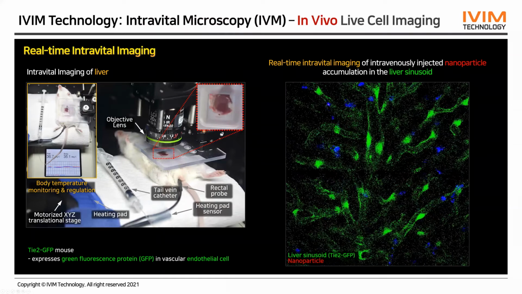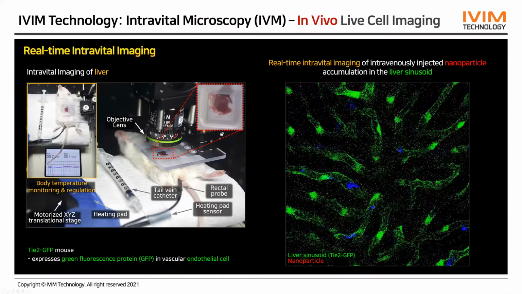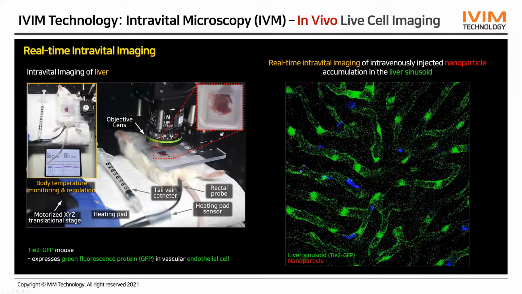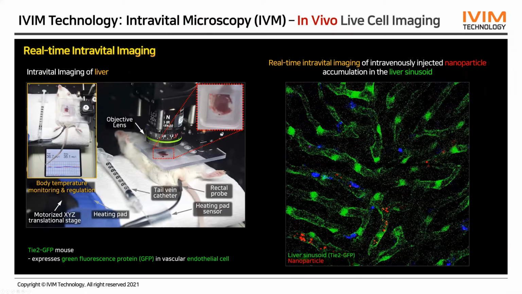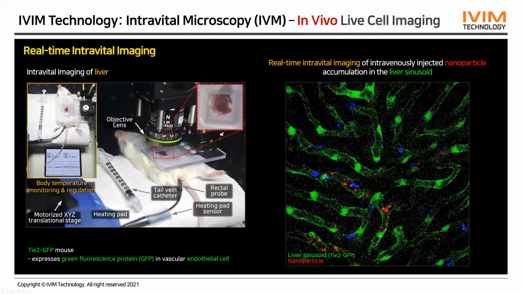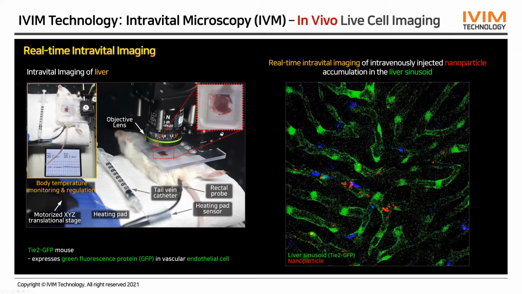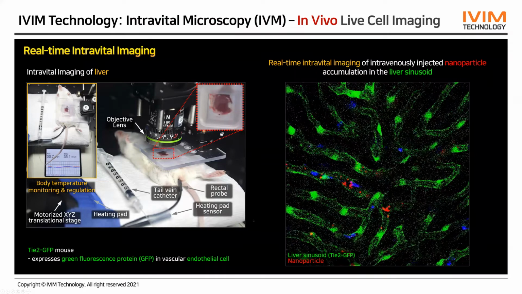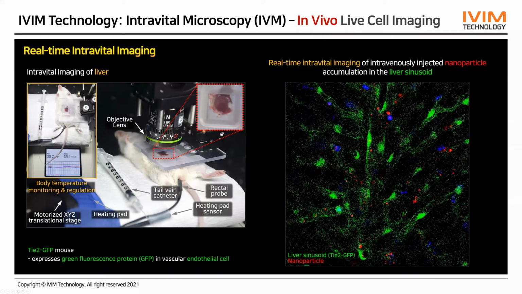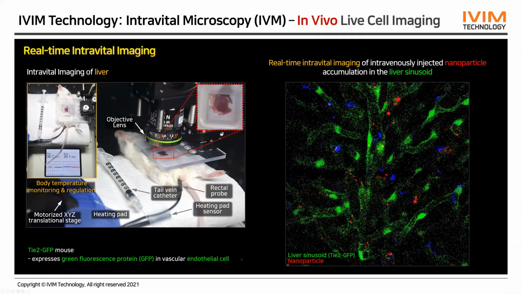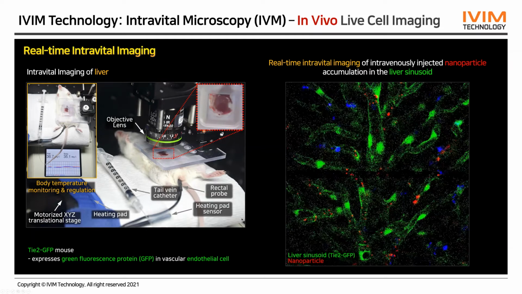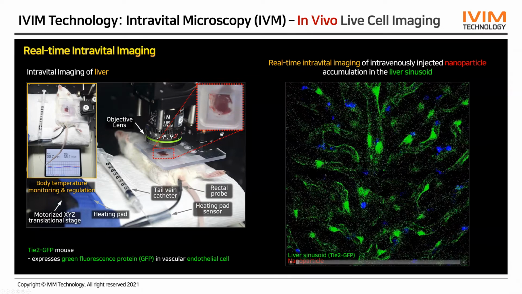So this is the preparation for the liver imaging. You need to make an incision on the abdominal skin and peritoneum, expose the liver, and then put a glass cover to seal the exposed area. And this is the real-time intravital imaging data obtained from this setting. In this particular example, we used the Tie2-GFP mouse, so all the liver endothelial cells express GFP, and we don't need to do any labeling.